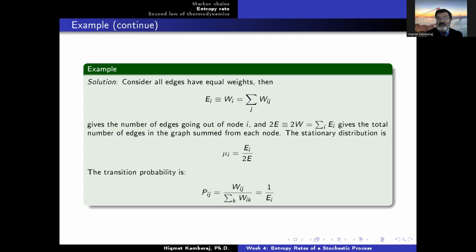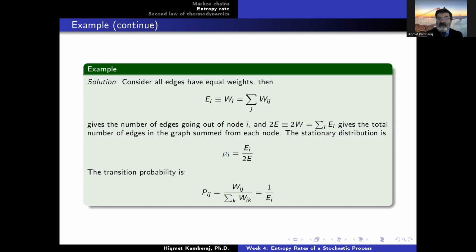Now, we consider the special case where all edges have equal weights. So this means that all wi's are the same. We denote this one as ei, and this is the sum of all j, wij. Now this gives me the number of edges going out of the node I. And 2 times E, which is equal to 2W, is equal to the sum of all i's ei, right? Now this gives the total number of edges in the graph summed over each node.